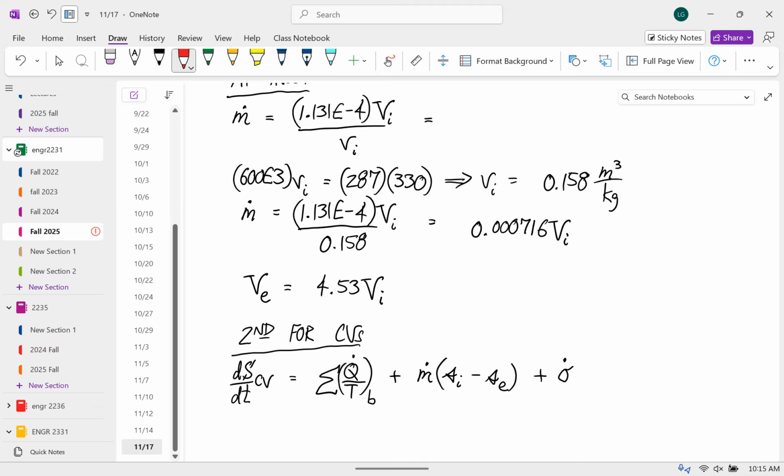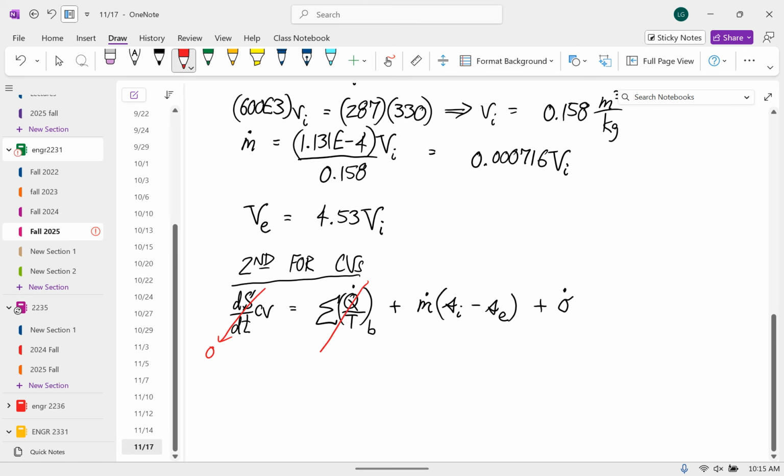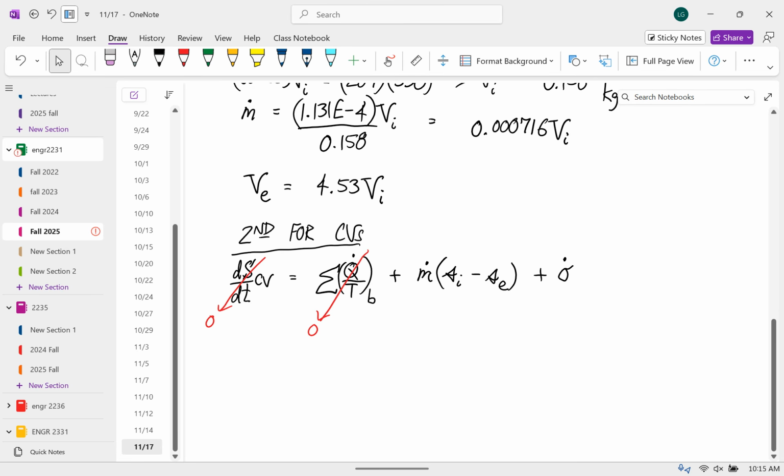Since it's steady state, we know this goes away. We've already used steady state to replace the mi dot and the me dot with just m dot. Since it's well insulated, we know that there's no heat transfer. And so we can write this as m dot times, I'll switch the order of those two, S exit minus S inlet is equal to sigma dot.